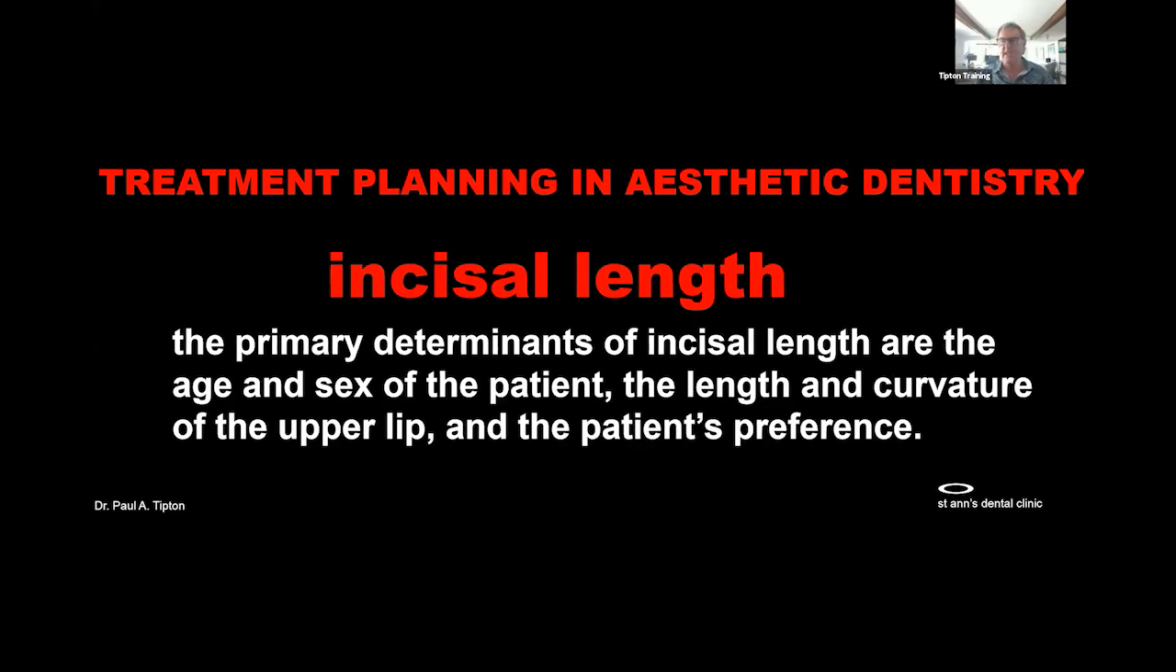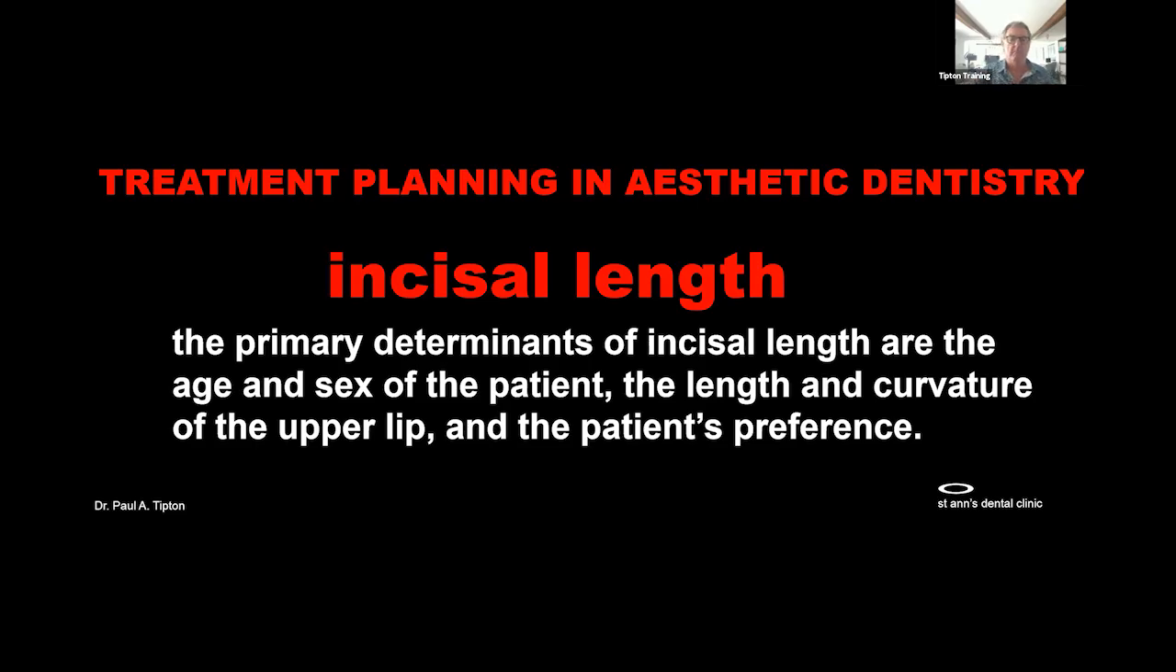What tends to influence the length of the incisor and also the amount that you show of it is the lip. So the determinant in the amount of tooth that you're going to show is going to be the youth or the age of the patient. A younger patient will show more upper tooth, an older patient less. And that's because our facial musculature relaxes a little bit more, we lose the tone, and our upper lip becomes longer.